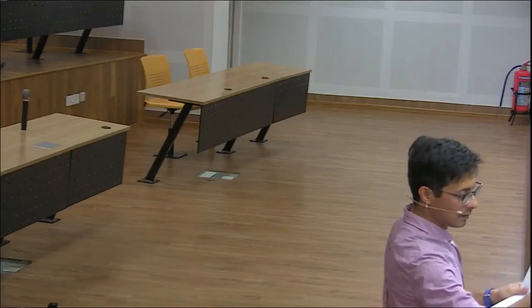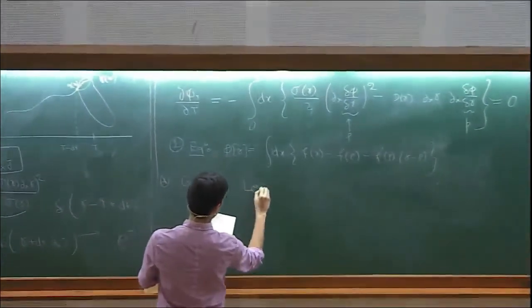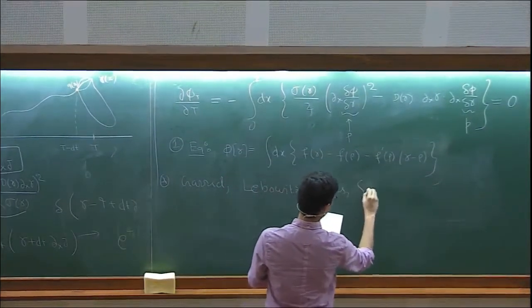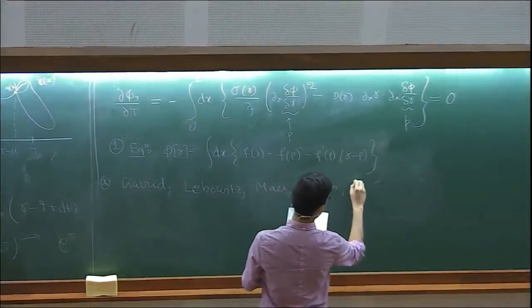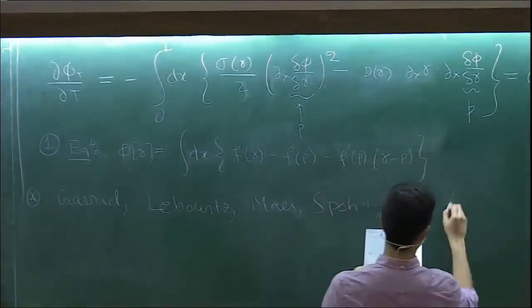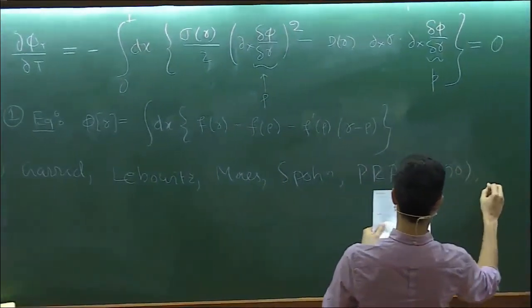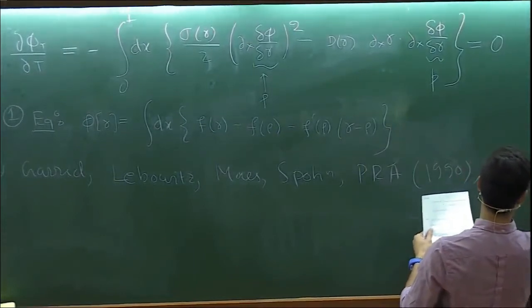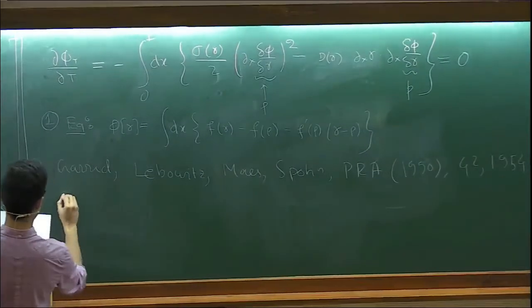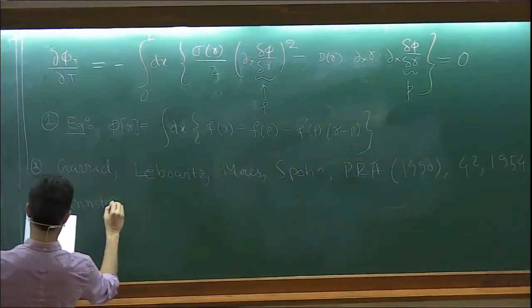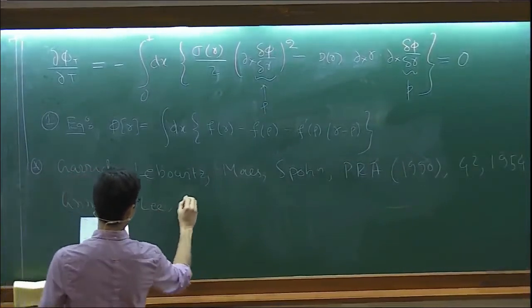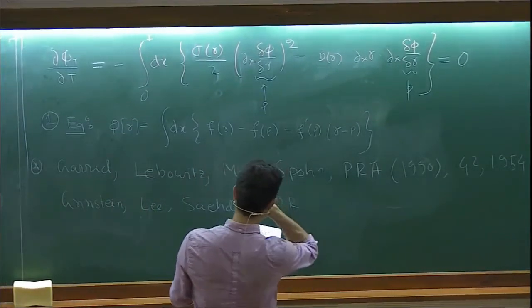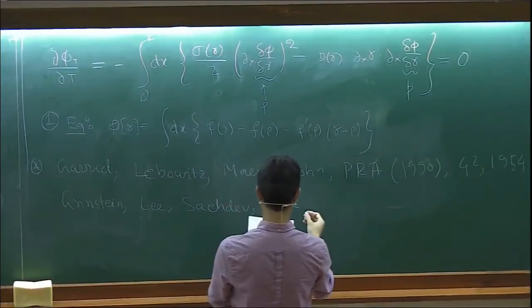The first is by Garrido, Joel Lebowitz, Christian Maes, and Herbert Spohn. This is Physical Review A, 1990, volume 42, page number 1954. And the second one is a PRL by Grinstein, Lee, and Subir Sachdev. This presents, in a hydrodynamic description, how one could think about these long-range correlations.